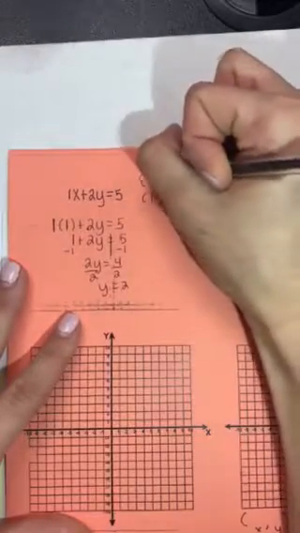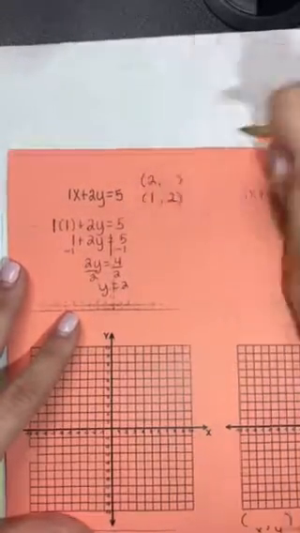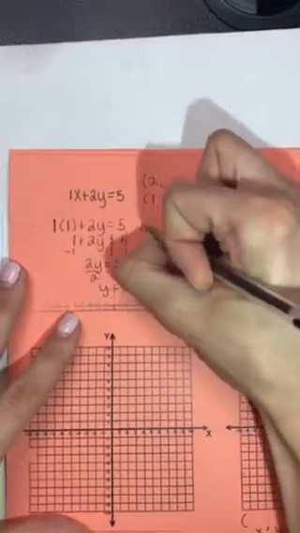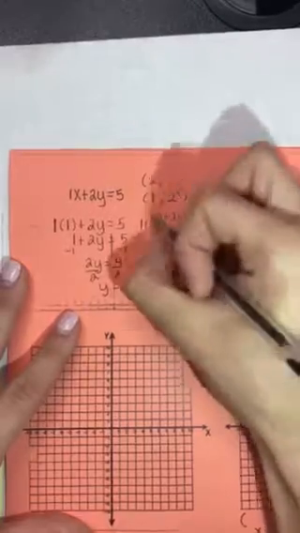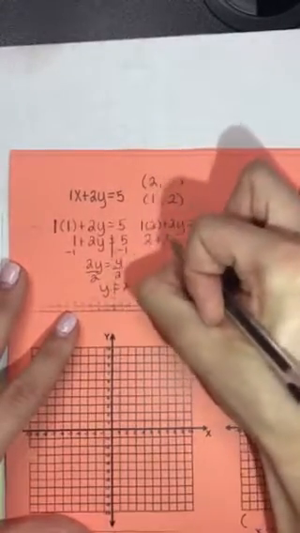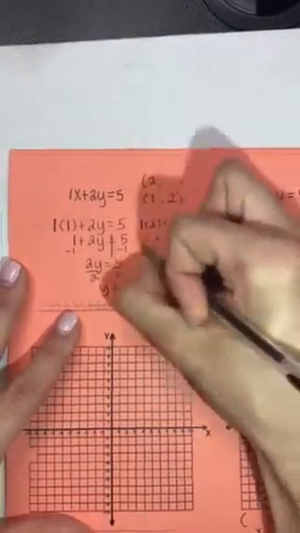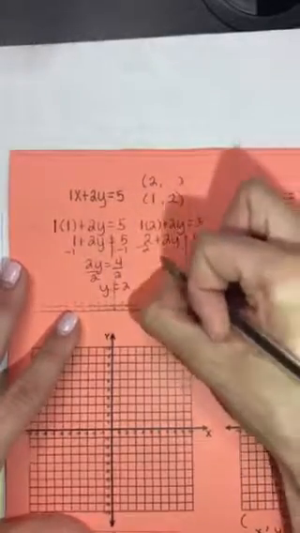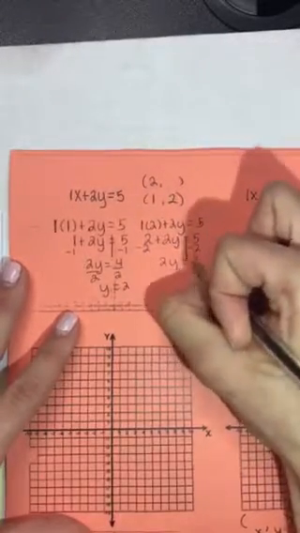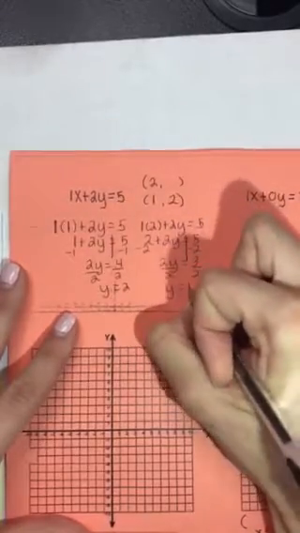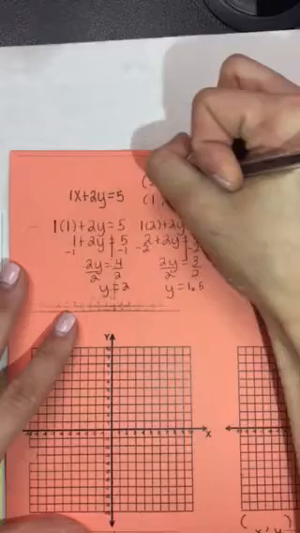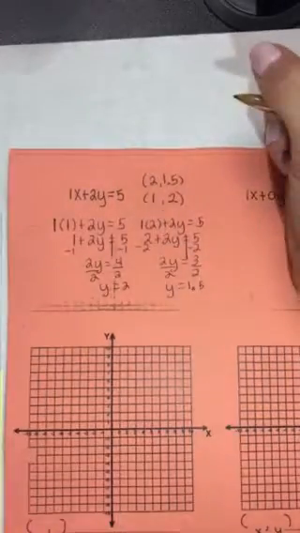Okay, I'm going to also try putting 2 in and see what I get. So 1 times 2 plus 2y equals 5. 1 times 2 is 2, plus 2y equals 5. I get y alone, I subtract 2 from both sides. 2y equals 3. Divide both sides by 2 to get y alone. I get y equals 1.5. Okay, so I've gotten that far.